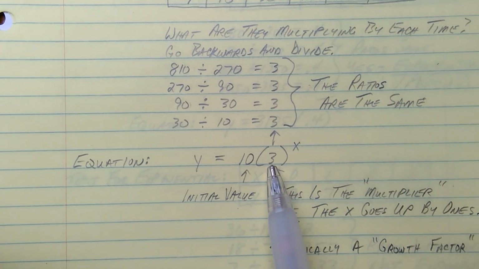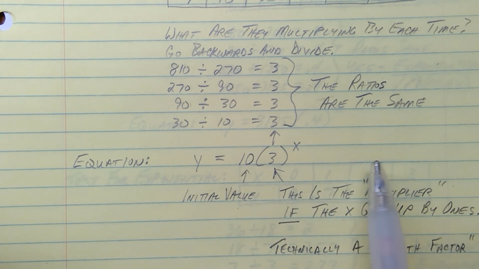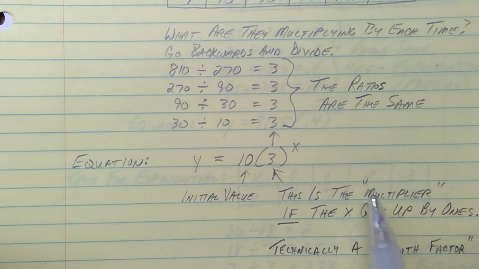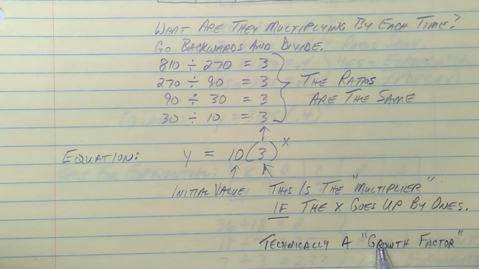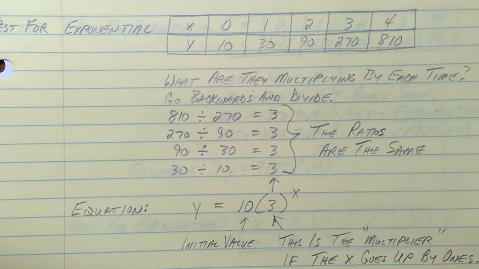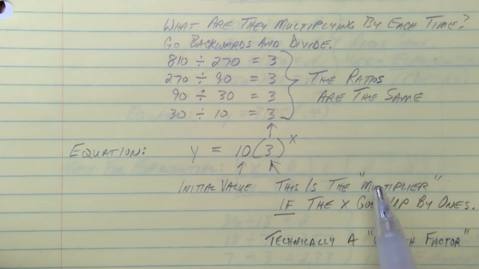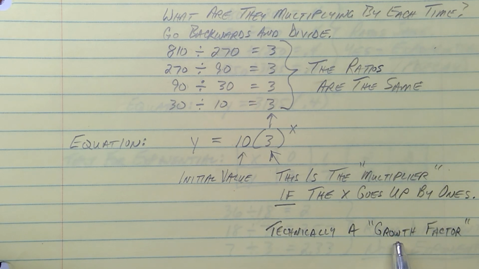And the number you're multiplying by over and over and over again, 10 times 3 times 3 times 3 times 3 times however many 3's you want. I say multiplier a lot. All right, technically it's called a growth factor. Factor means multiply. This is a fancier way of saying multiplier. It's a growth factor. It's growing, all right? The amounts are getting larger, larger, larger. So it's exponential growth. And we call the number that we're multiplying by each time a growth factor, all right?